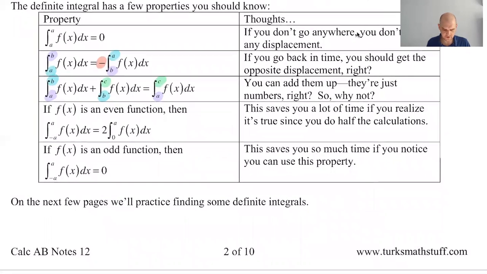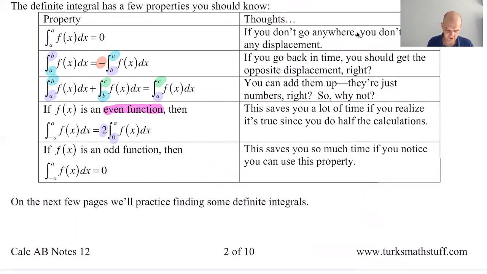The next two are weird-ish. I mean, they're really not when you think about it graphically, but if you have an even function, so it's required that this be even, it's a big deal. If you have an even function, then you can actually say that the integral from negative a to a is just 2 times the integral from 0 to a by symmetry.